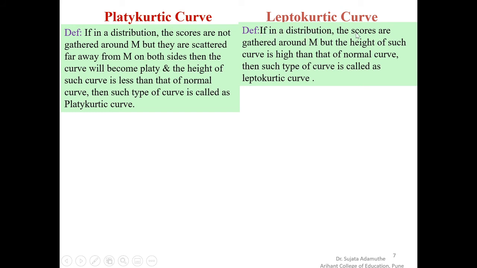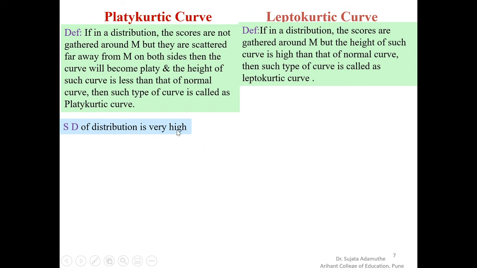If in a distribution the scores are gathered around M but the height of such a curve is higher than that of the normal curve, then such a type of curve is called a leptokurtic curve. We observed it in the second group of frequency distribution in the previous slide and also discussed it. If we calculate the standard deviation of such a distribution, then the standard deviation of that group will come very high.